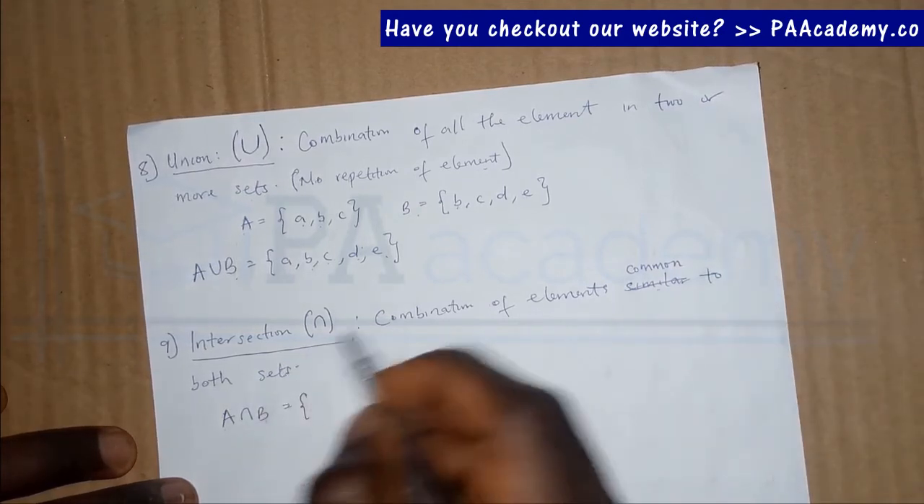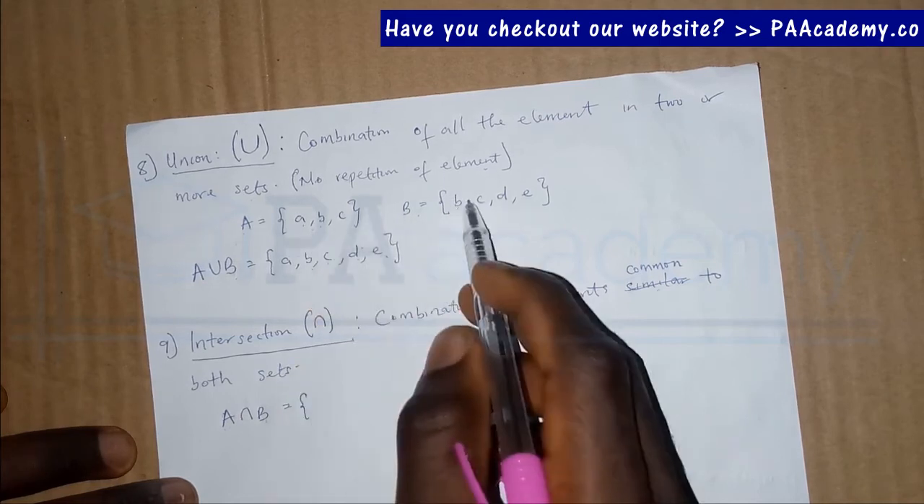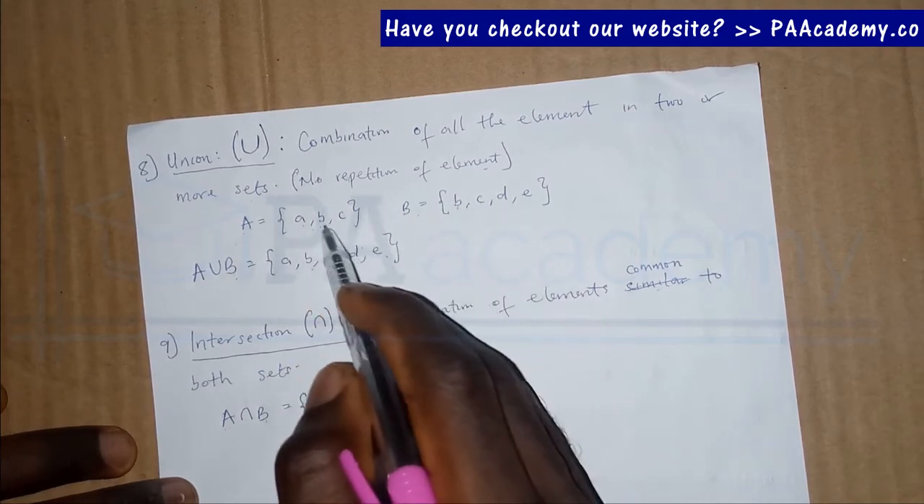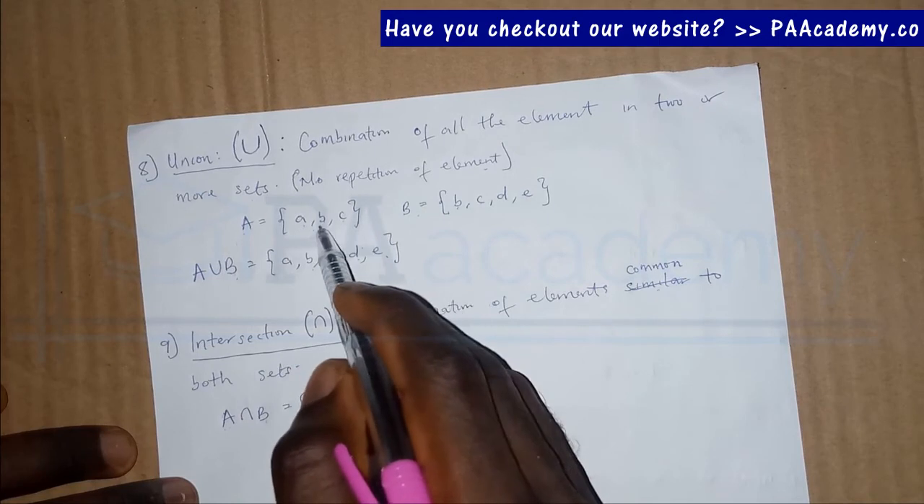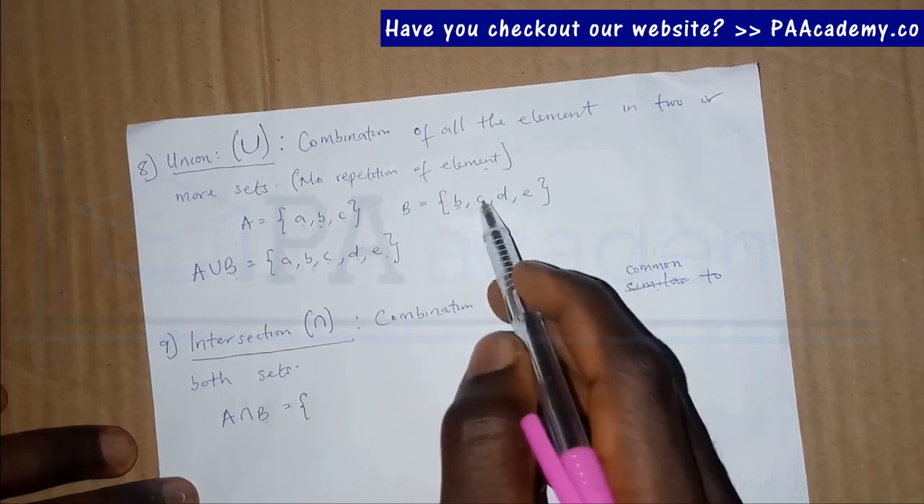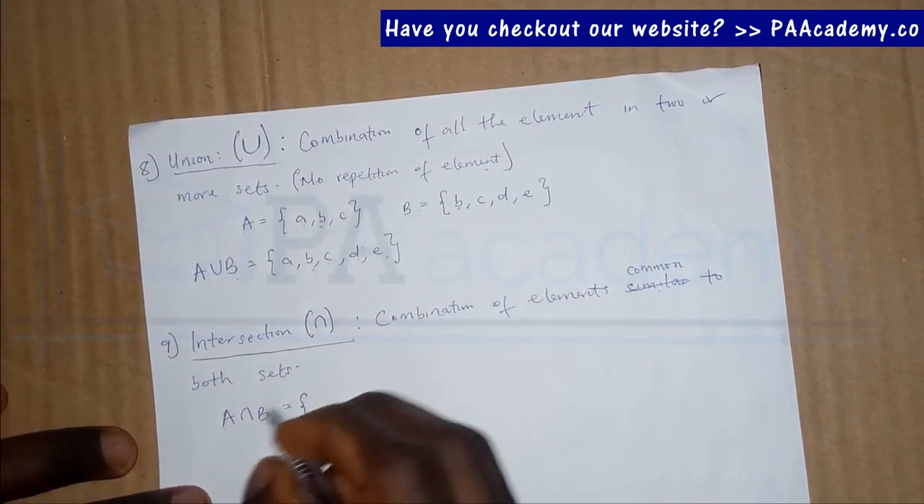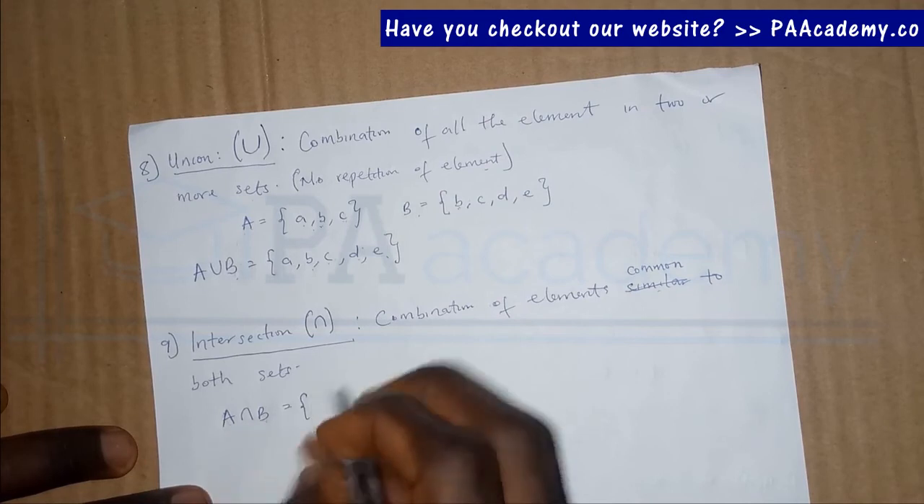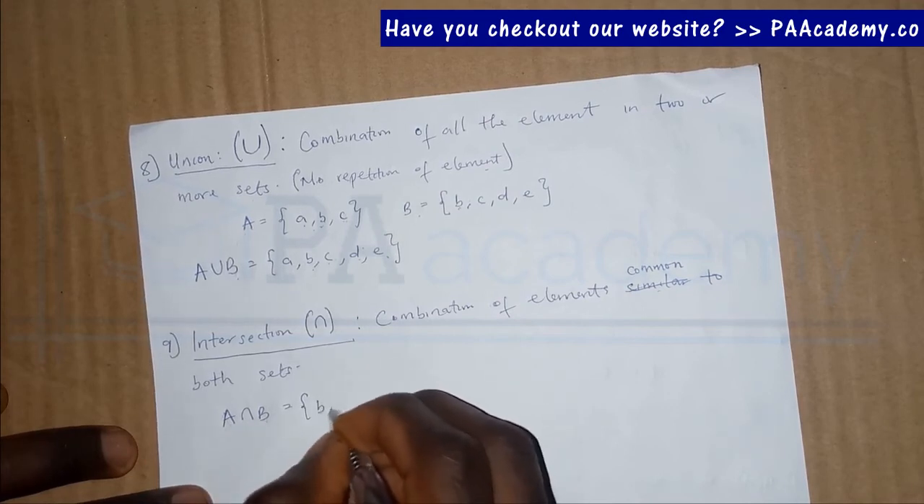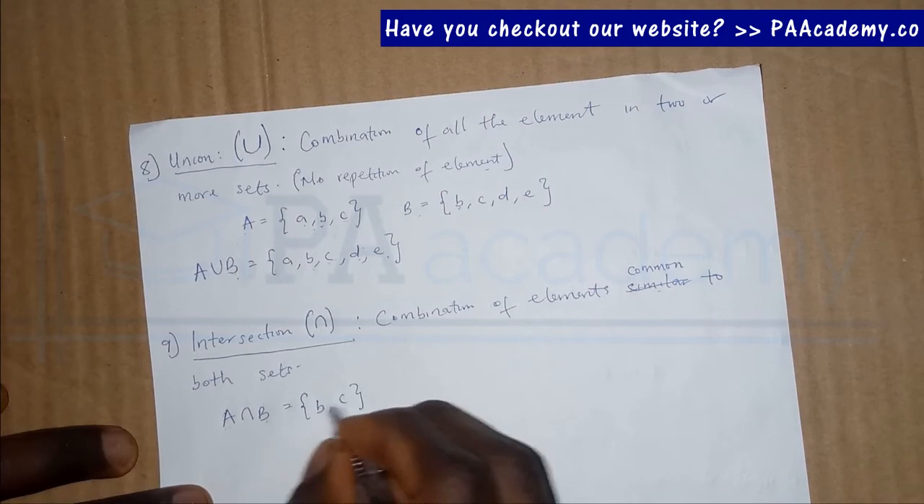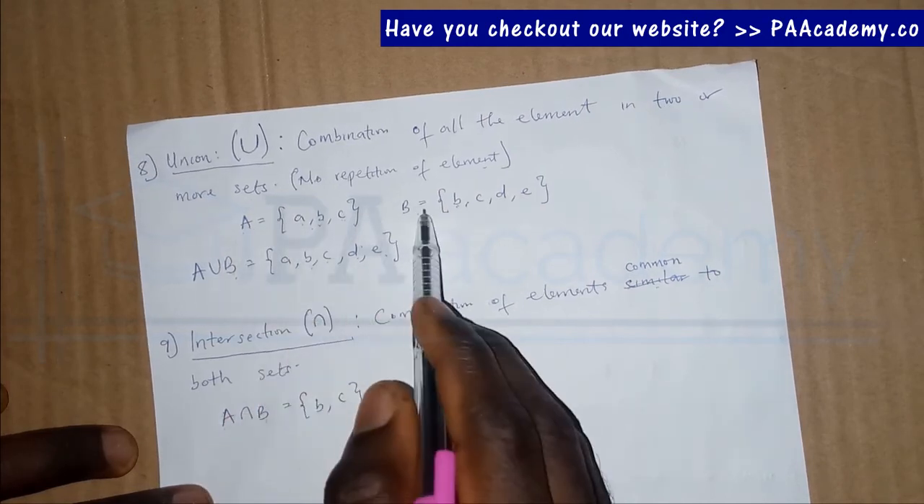So what do we have in both set A and set B? If you look at it closely, we only have B and C. B is here, C is here. We have B here, we have C here. So that means A intersection B will be what? B and C. So these are the only elements that are common to both A and B.